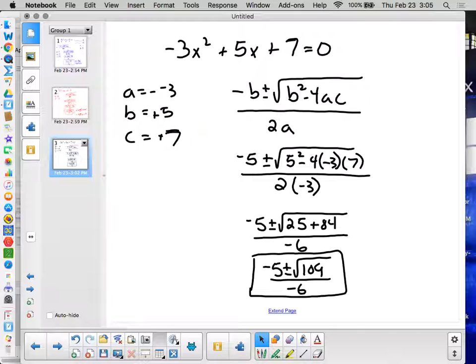So make a note of it, put it on a note card, quiz yourself, make sure you get all the numbers in the right place, make sure the entire numerator is over 2a. Okay? It's not just the negative b that's over 2a, it's not just the b squared minus 4ac that's over 2a, it's the whole thing. So keep that in mind, keep working with quadratic formula, and good luck with it.